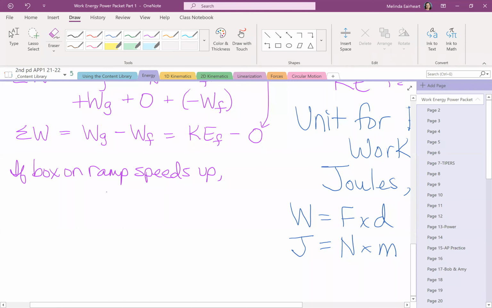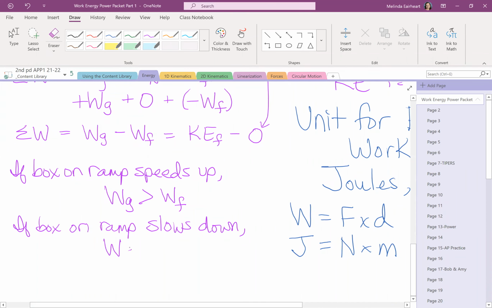Gravity would have to do more work. So WG would be greater than WF. The work done by gravity, it'd have to pull it more than friction is resisting. If the box on the ramp, just so we know which example we're making a callback to, if the box on the ramp slows down, and yes, that can happen, then what can we safely assume? Friction does more work. So friction is doing more work than gravity. Okay.